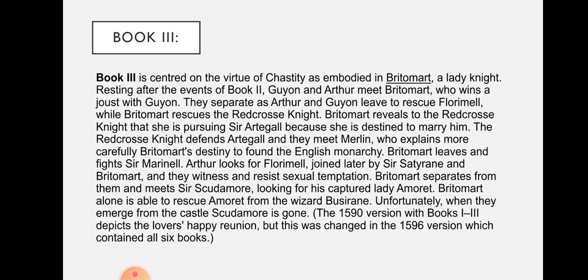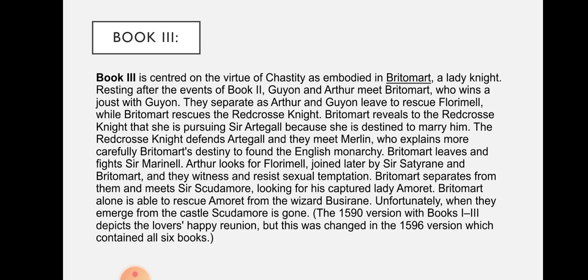Resting after the events of Book Second, Guyon and Arthur meet Britomart, who wins a joust with Guyon. They separate as Arthur and Guyon leave to rescue Florimel, while Britomart rescues the Red Cross Knight. Britomart reveals to the Red Cross Knight that she is pursuing Sir Artegall, because she is destined to marry him. The Red Cross Knight defends Artegall, and they meet Merlin, who explains more carefully Britomart's destiny to find the English monarchy, kingship. Britomart leaves and fights Sir Marinell.